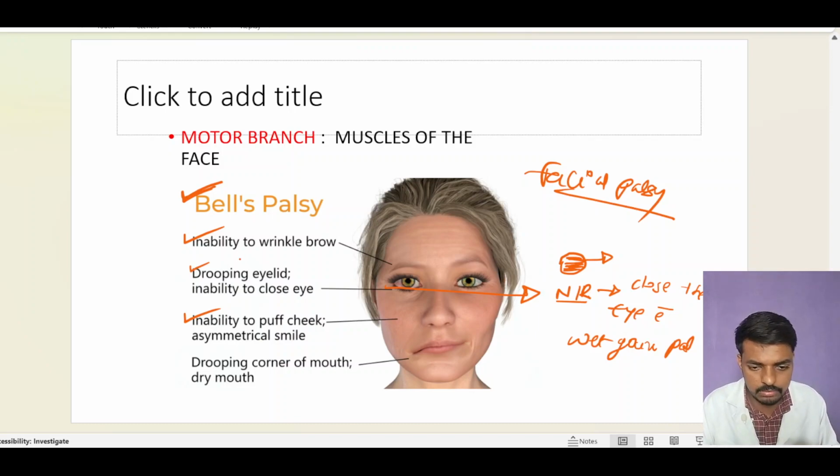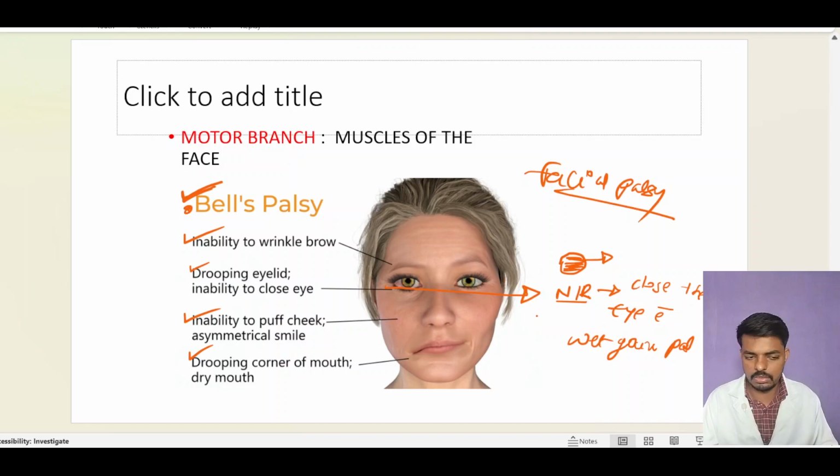And the corner of the mouth droops on the paralyzed side. Drooping of the corner of the mouth is a very important clinical manifestation of Bell's palsy. You can consider it here. And one very important nursing responsibility I have told for a patient with Bell's palsy is to close the eye with wet gauze to prevent corneal ulceration.